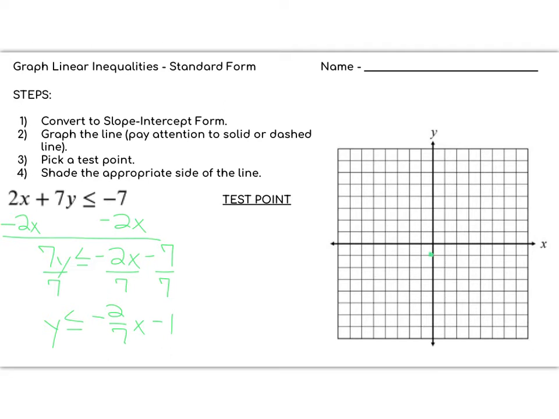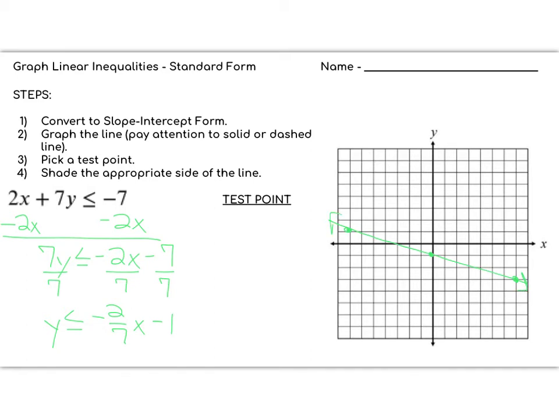So my intercept is negative 1. My slope is negative 2/7, so I'm going to go down 2 and right 7. Remember to go down and right so that you end up with a negative slope. I'm going to reverse that. I'm going to go up 2 and left 7. And then I need to look, is this going to be a solid or a dashed line? Since it's equal to the line, it's going to be solid. So I'm going to draw that line. It's going to be a solid line.